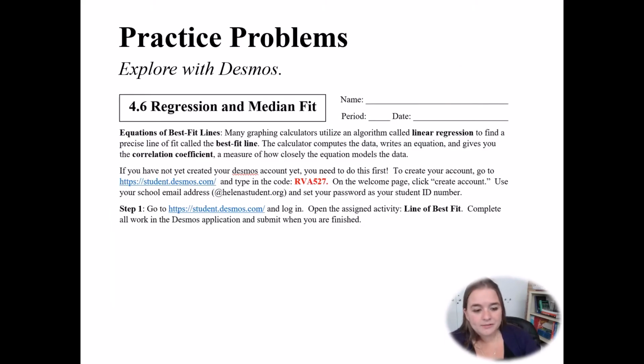So to practice with this today, we're going to do an activity on Desmos. So if you open up Teams, you should see that worksheet, the PDF of the worksheet, and this is the top part of it. The first thing you need to do is, if you have not yet created your account on Desmos, you need to create your account.